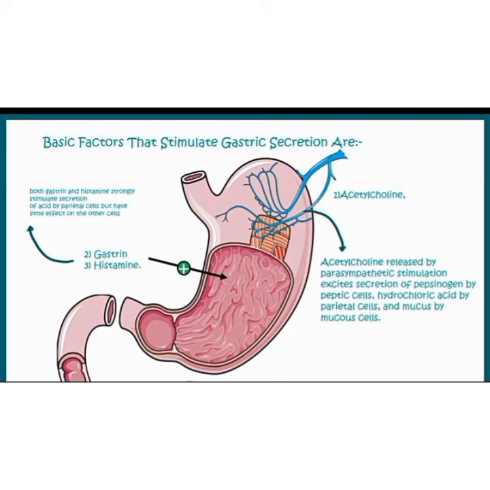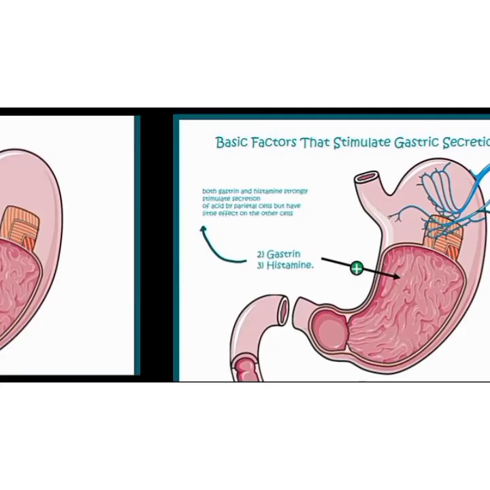Gastrin and histamine also increase the HCl secretion by the parietal cells, but they have very little effect. The major role is played by acetylcholine. So they give a positive effect to the GIT and increase its secretions.